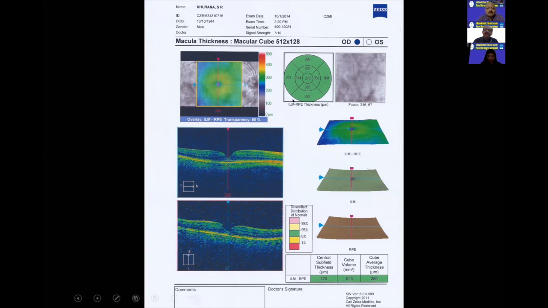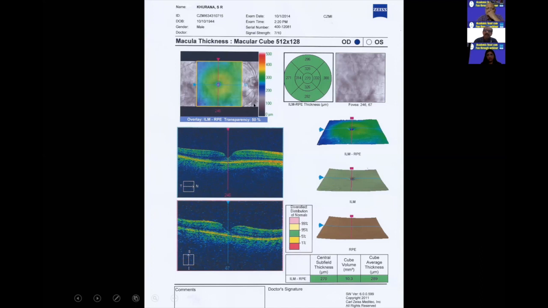Here, this is the ETDRS type pattern of macular thickness. This is the central 1 millimeter zone, this is the 3 millimeter zone, and this is the 6 millimeter zone. Here you can see the values of thickness in this particular zone in different areas. The thickness of the retina is assessed from the internal limiting membrane, the innermost layer, to the anterior edge of the retinal pigment epithelium. So these are the values in different zones of ETDRS mapping.